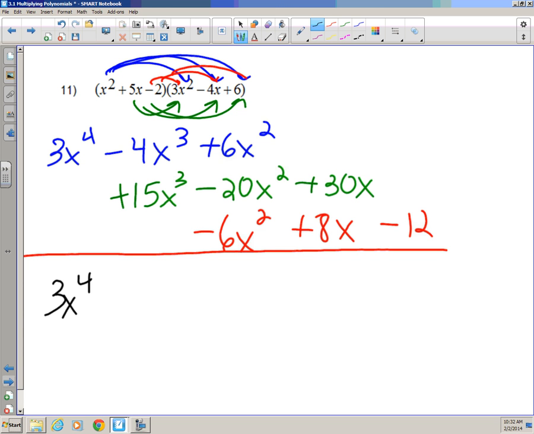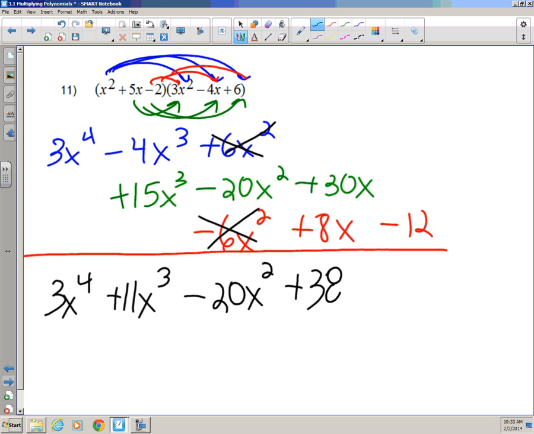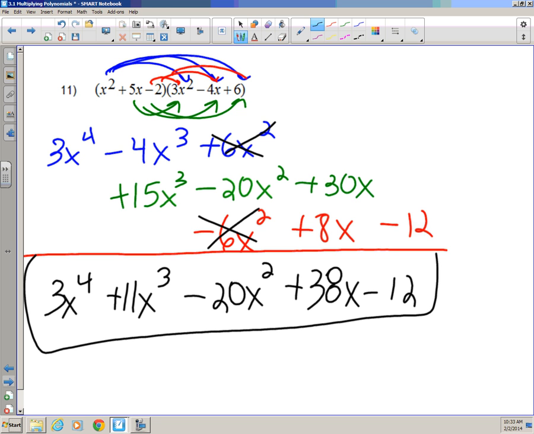If I add my x cubes, negative 4 plus 15 is positive 11 of the x cubes. When I add up my x squareds, notice that positive 6 and negative 6 will cancel each other out. So there's just negative 20x squareds left. When I look at my 30 plus my 8, I get positive 38x. Final answer, minus 12.